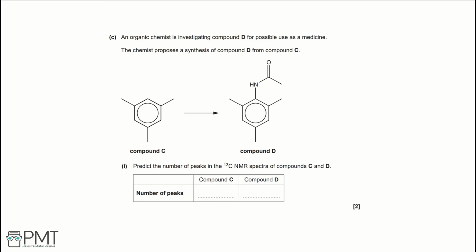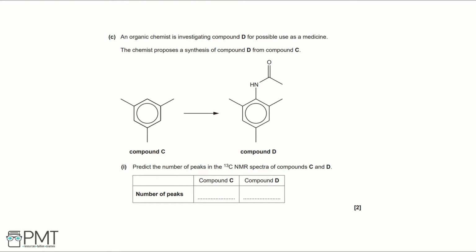Part C. An organic chemist is investigating compound D for possible use as a medicine. The chemist proposes a synthesis of compound D from compound C. Part 1. Predict the number of peaks in the carbon-13 NMR spectra of compounds C and D. So the key thing in this question is that it's the carbon-13 NMR spectra that we're trying to look at.